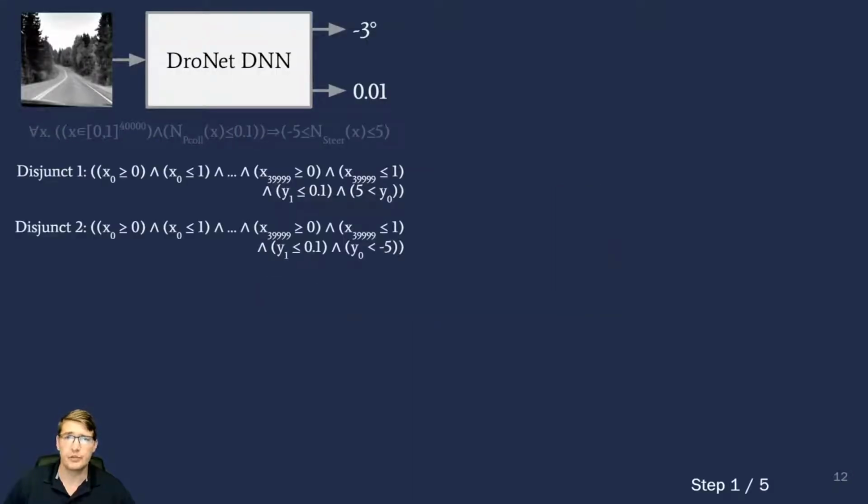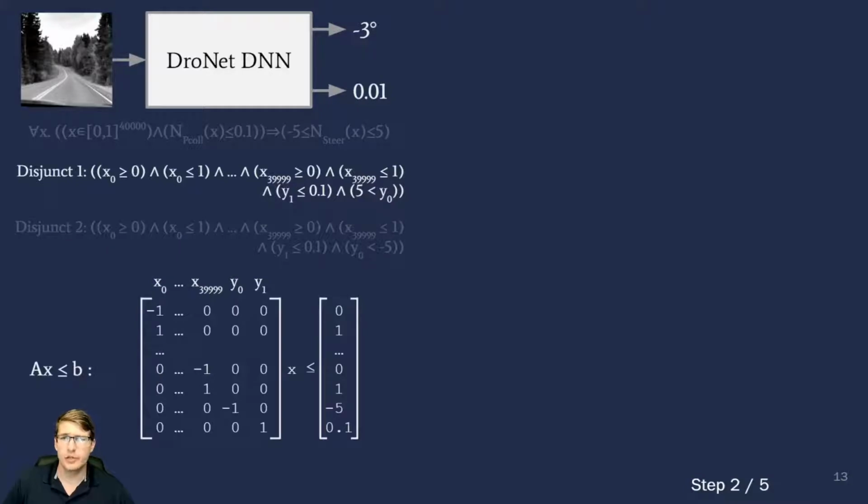Our reduction first reformats the property to facilitate splitting the property into subproblems. We negate the original property specification and convert it to disjunctive normal form. In this form, any model that satisfies a disjunct violates the original property. The reduction will define a new correctness problem for each of these disjuncts. In the case of this property, we end up with two disjuncts as shown.